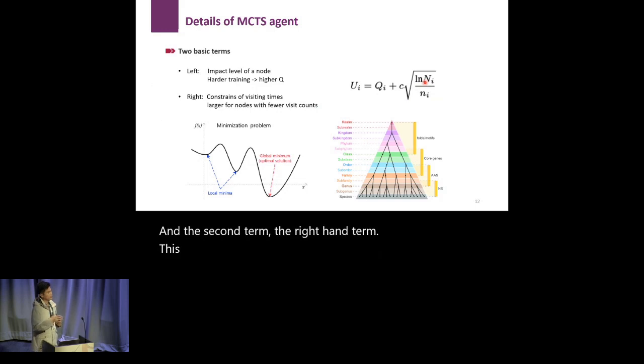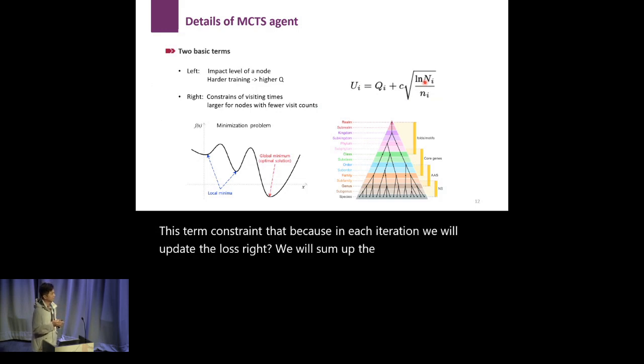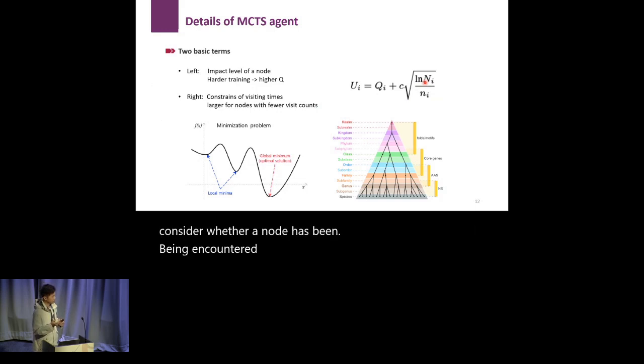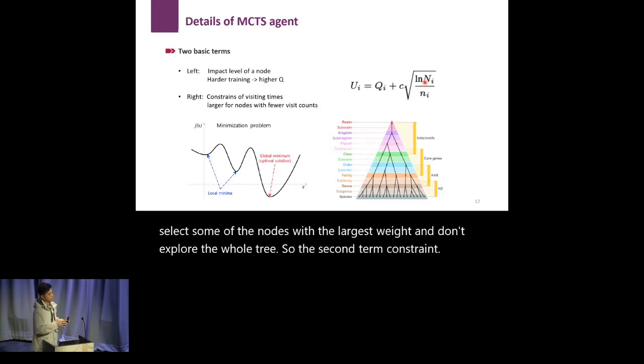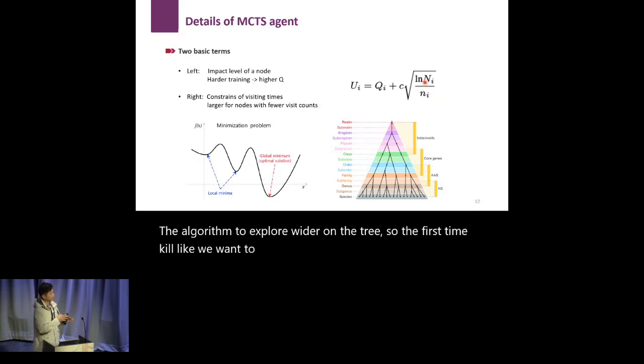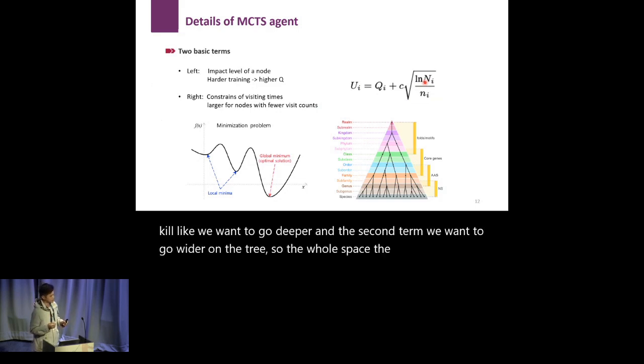this term constrains that, because in each iteration we update the loss, right? We sum up the loss, and if we don't consider whether a node has been encountered frequently, we found the agent only selects some of the nodes with the largest weight and doesn't explore the whole tree. So the second term constrains the algorithm to explore wider on the tree. So with the first term Q, we want to go deeper, and with the second term we want to go wider on the tree. So the whole search space can be explored.